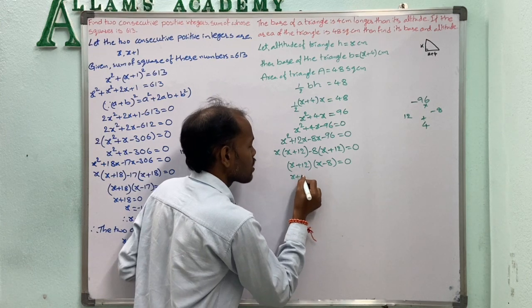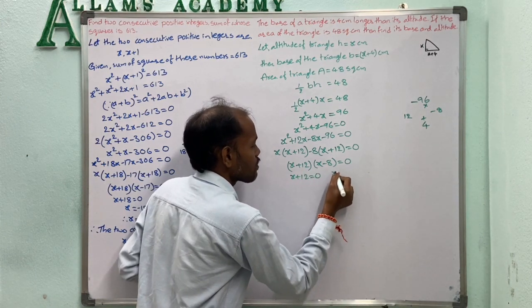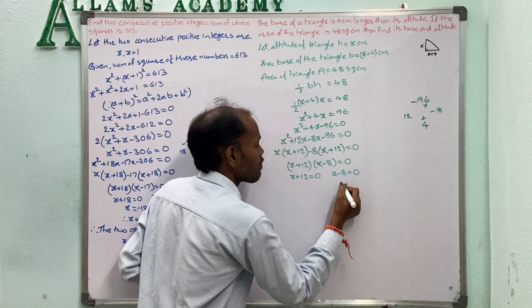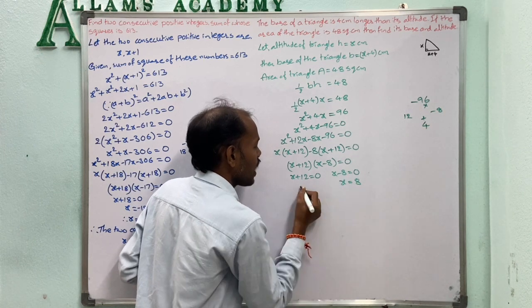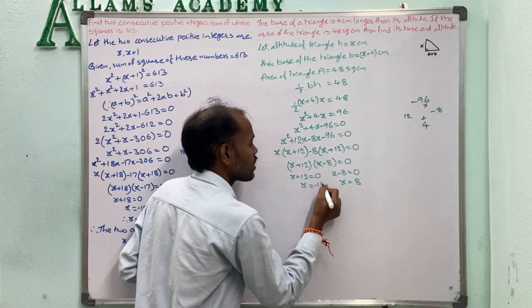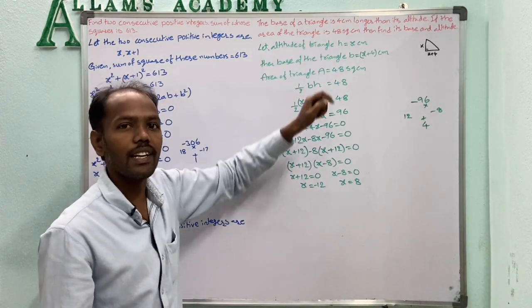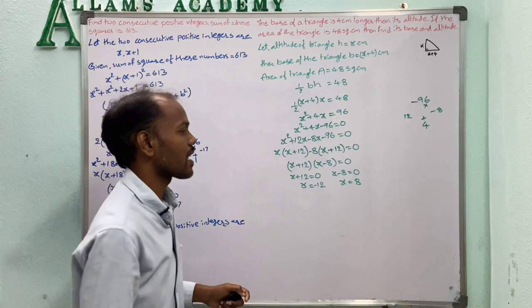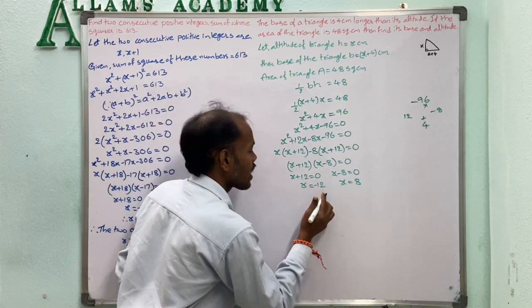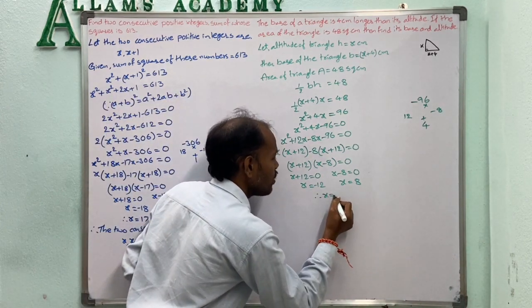That means either x plus 12 equal to 0, or x minus 8 equal to 0. If x minus 8 equal to 0, then x equal to 8. If x plus 12 equal to 0, then x equal to minus 12. We want to find the measurements of the triangle, and measurements are positive numbers only, not negative numbers. Therefore x equal to 8.